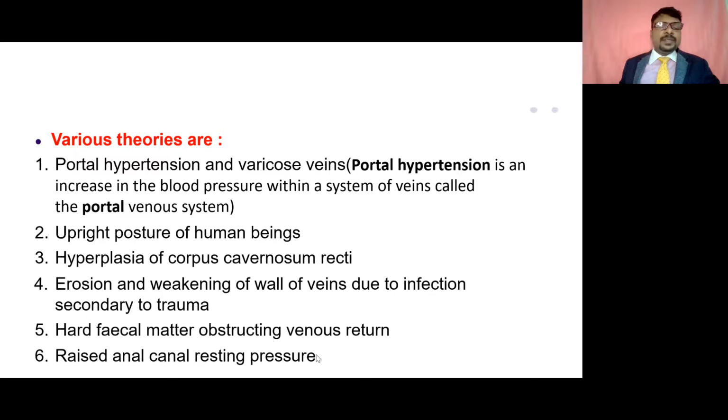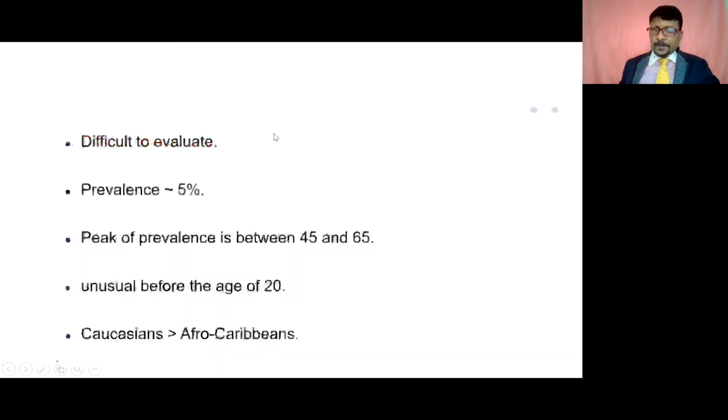So these are some proposed theories, not exactly 100% causative factors. These are theories the researchers proposed. And the complications are that they are going to find it difficult to evacuate. The prevalence is going to be 5%. The peak of the prevalence is between the ages of 45 and 65. Between 45 and 65, people may get hemorrhoids frequently.